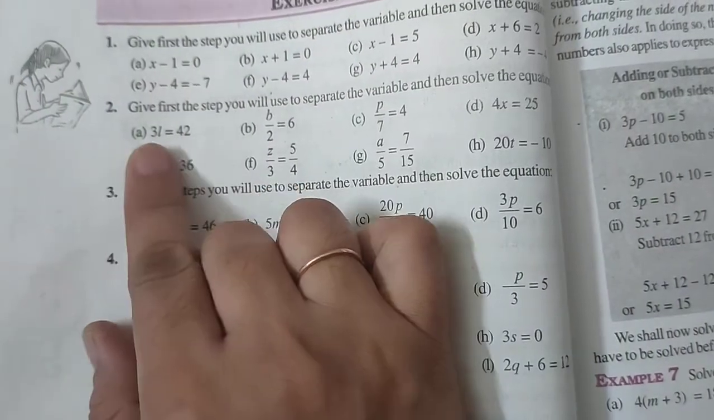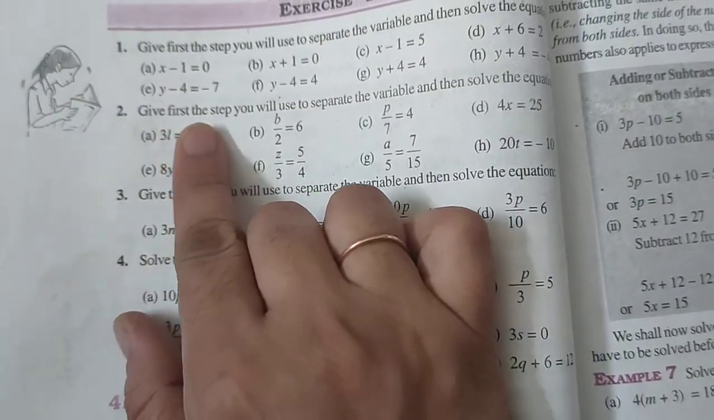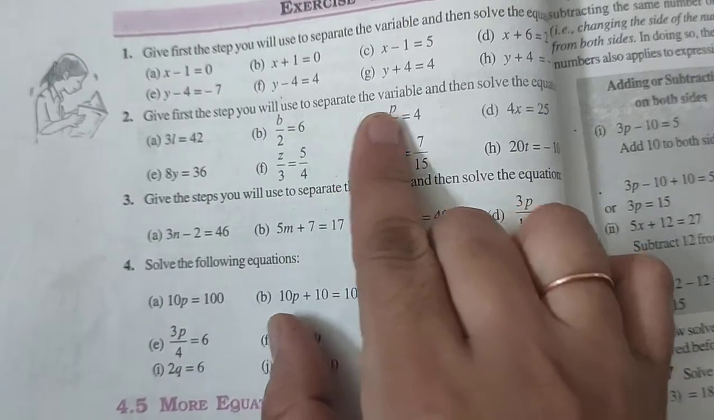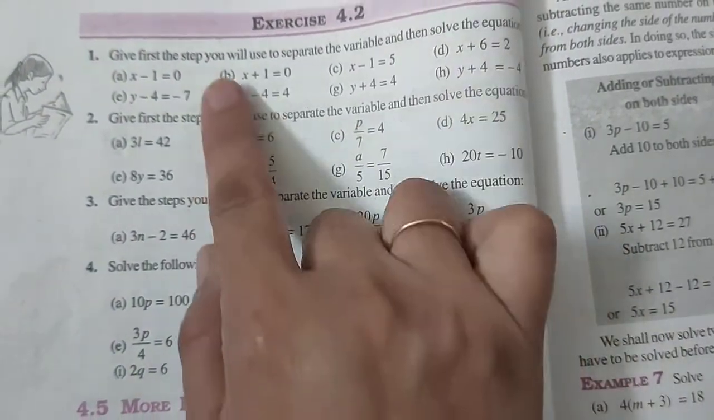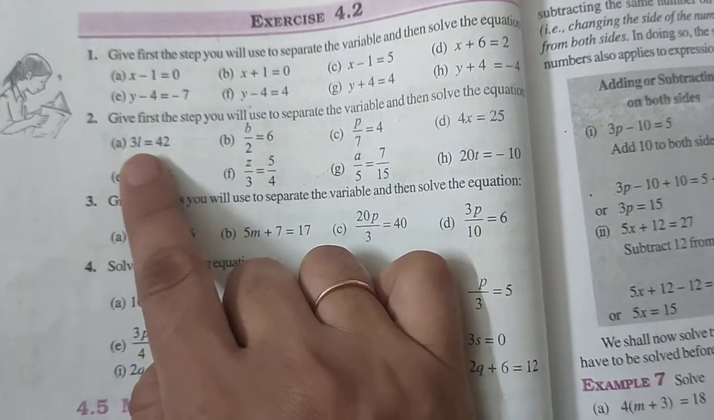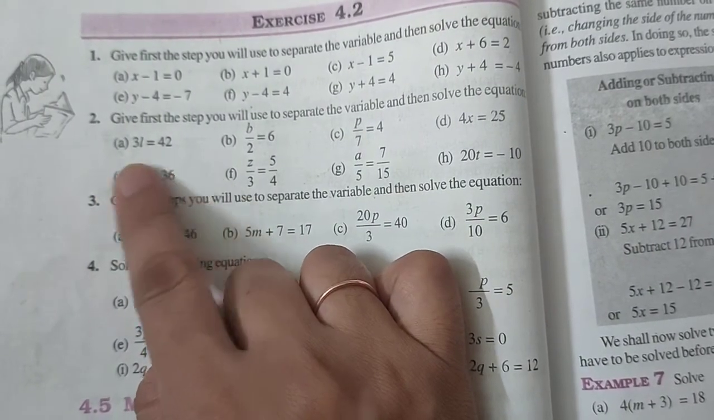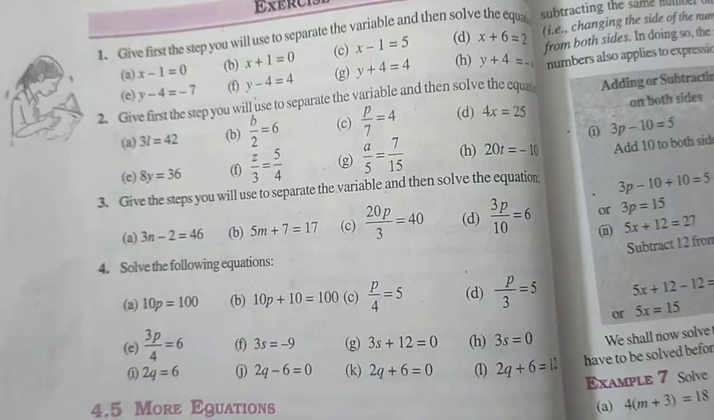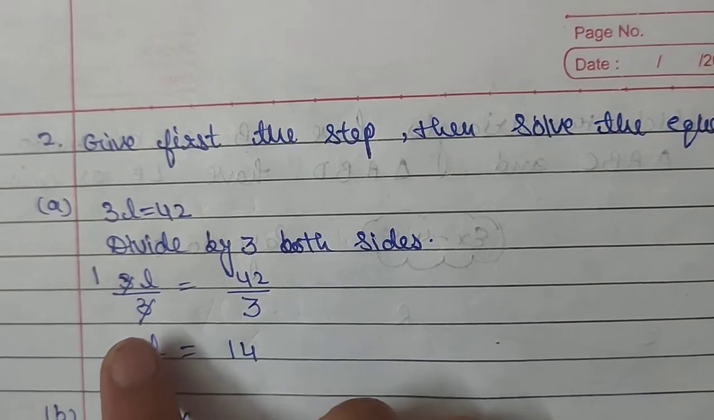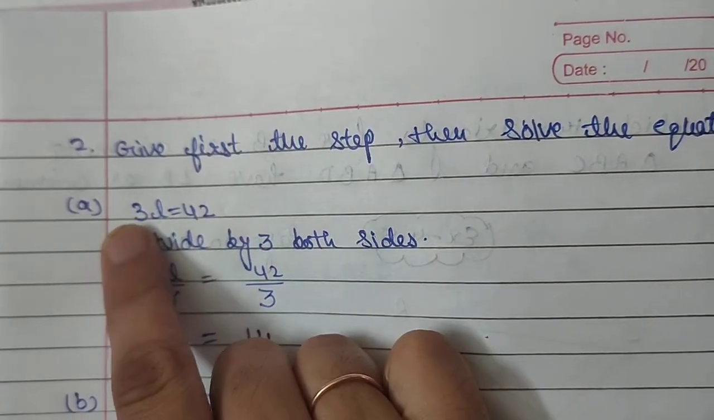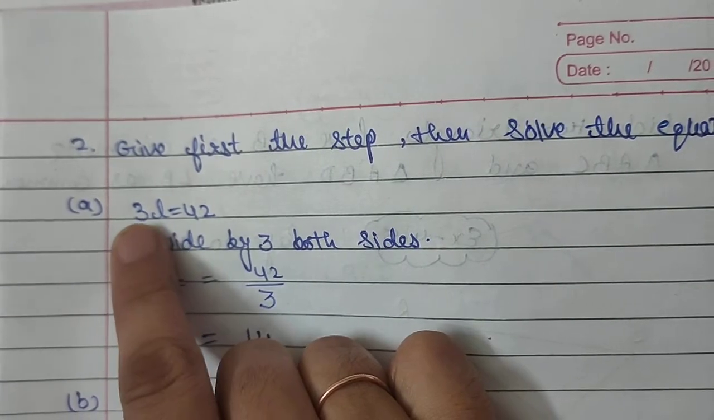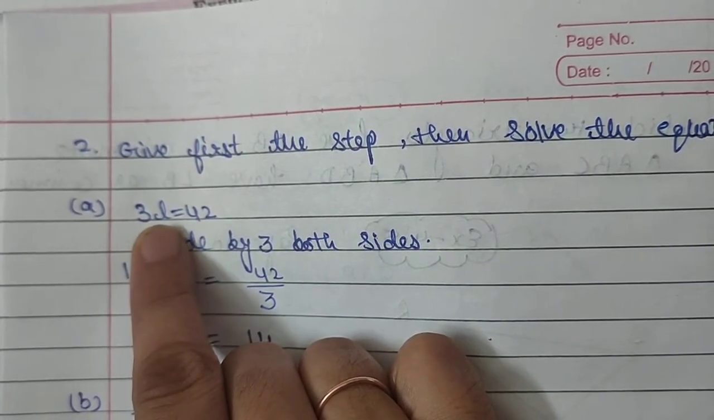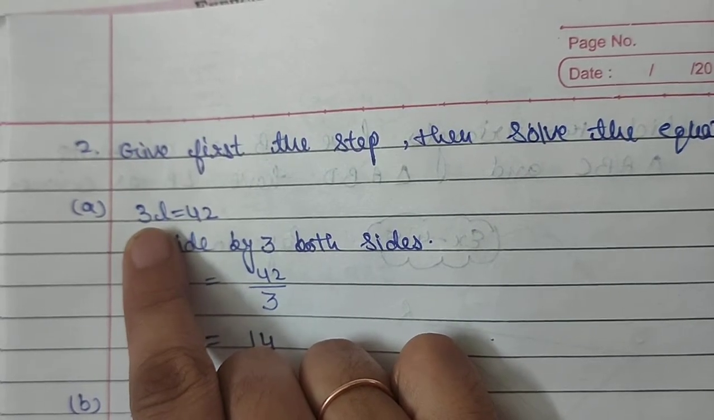Next is question number 2. Give first the step you will use to separate the variable and then solve the equation. Question is same. So A, 3L equals to 42. Now we have to solve this equation. Let's solve the equation. Here is 3 multiplied with L. So if we want to remove this 3, we have to divide it by 3.